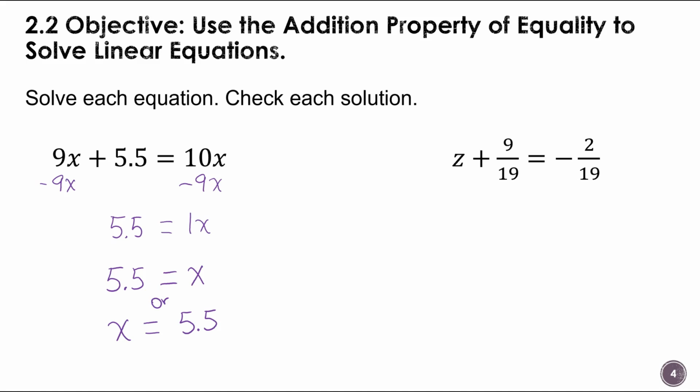All right, on this next one we have some fractions. And it doesn't really matter what kind of numbers here. Decimals, fractions, any of those are okay. To solve for z, we're going to subtract 9/19. Think about undoing, right? This is addition. I'm going to undo this with subtraction. Whatever we do to one side, we must do to the other side. So my z ends up being negative 11. Hold on, I'm going to fix the equal signs. Negative 11/19.